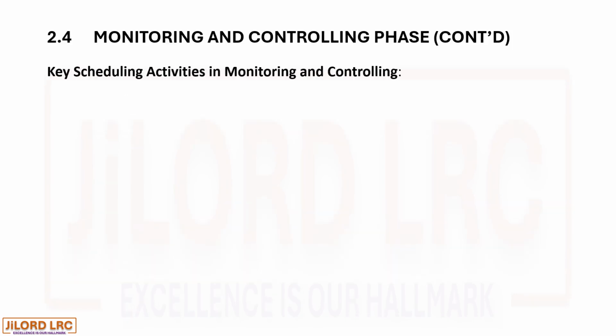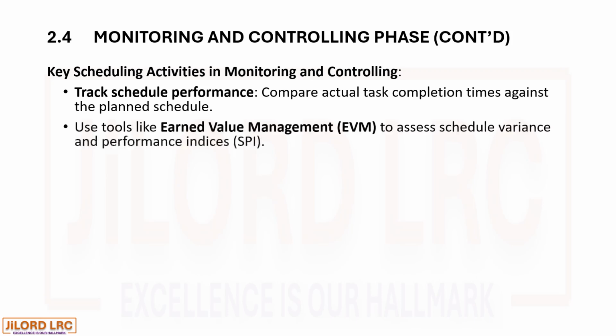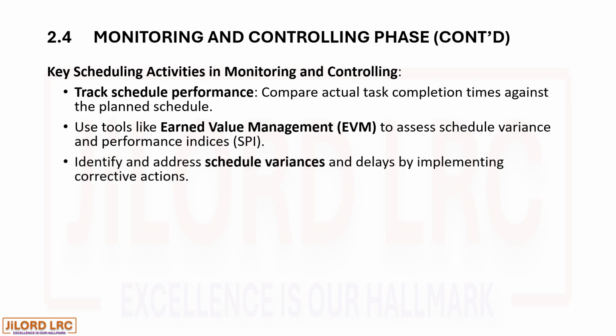Key scheduling activities in monitoring and controlling. Track schedule performance. Compare actual task completion times against the planned schedule. Use tools like earned value management (EVM) to assess the schedule variance and performance indices. Identify and address schedule variances and delays by implementing corrective actions.